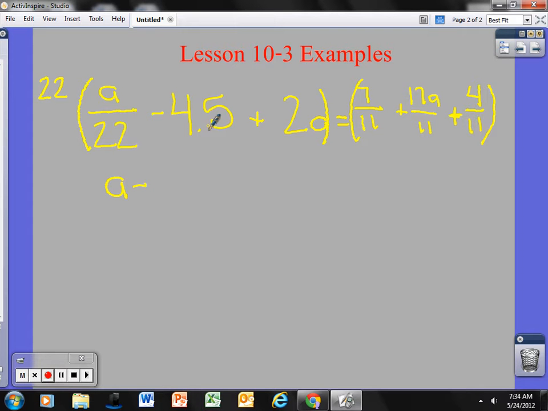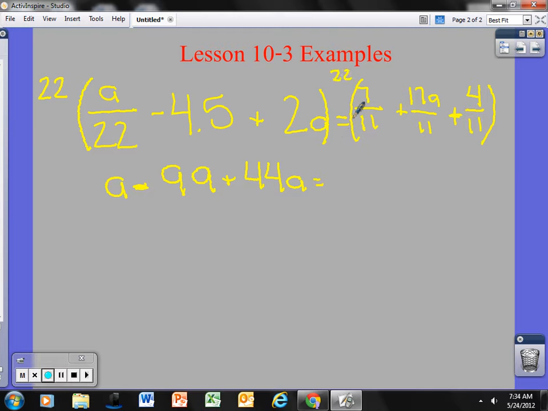By the 4.5, it's really a negative 4.5 because we're taking it away. That's going to give me 99. Plus 22 times 2 gives me 44. That is 44a. Now that is equal to, okay, I'm going to put a 22 over here for us to get a better visual.